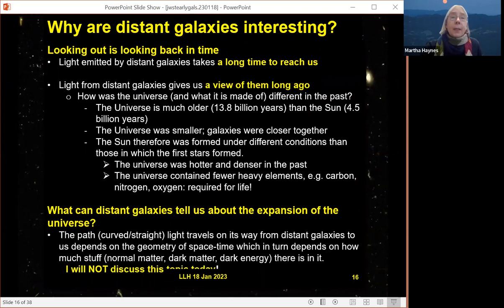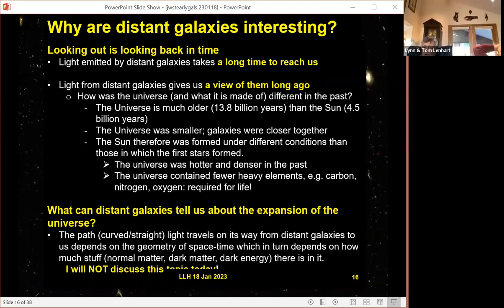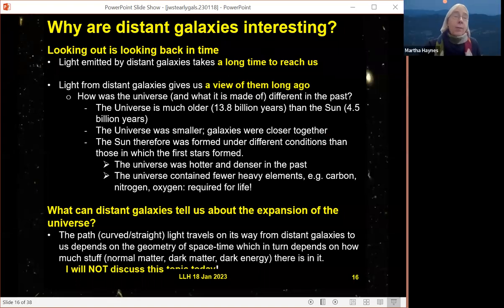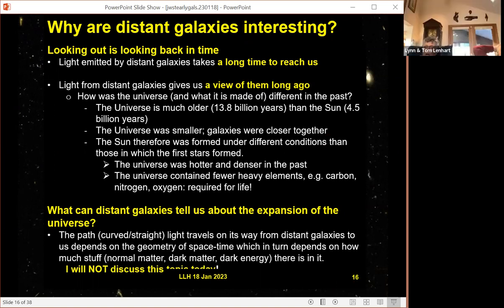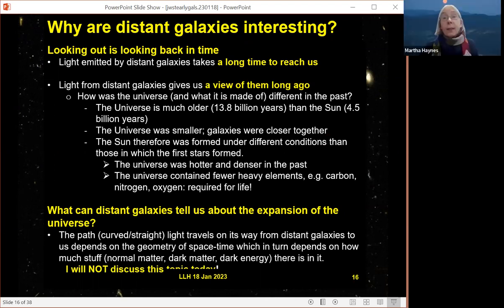First of all, light emitted from distant galaxies took a long time to reach us. Light travels at the speed of light, 186,000 miles or 300,000 kilometers per second. And what we're talking about is it's traveling for more than 13 billion years in order to reach us. So the nice thing about astronomy is that if we look at distant galaxies, we're actually seeing them as they existed billions of years ago. And we want to know, how was the universe different in the past?